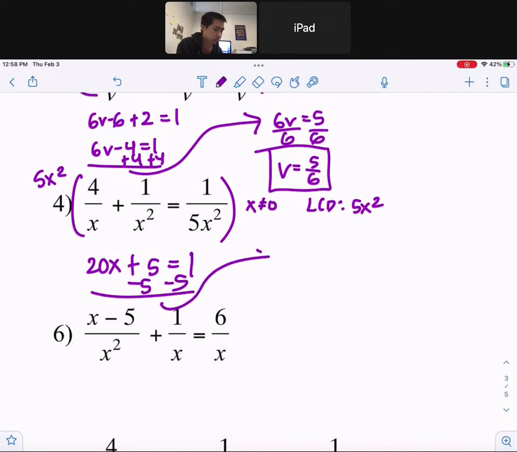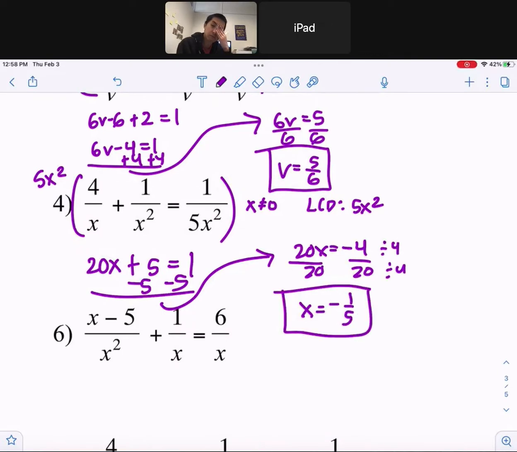So then solve for x. Subtract 1 from both sides, and then divide both sides by 20. So x is equal to, simplify this fraction by dividing top and bottom by 4, negative 1/5.